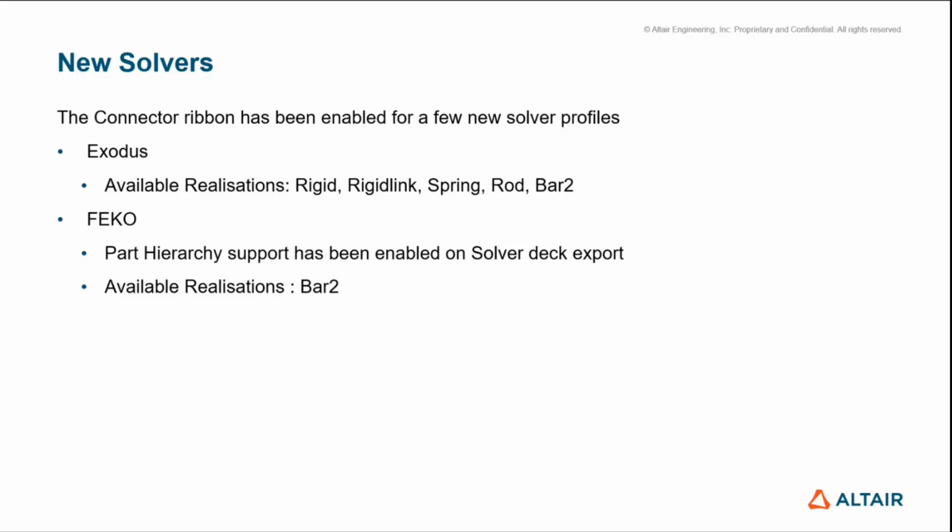And more excitingly, there's been some benchmarking going on in the background, and a lot of work from various teams. And we've turned on connectors for FECO based on some studies showing that actually we can use connector technology for FECO. As a part of that, we've enabled the part hierarchy on solver deck export and import to ensure that your connectors are still joining to the right things. And we've enabled a very simple first step from a realization point of view, which is the bar 2 realization.